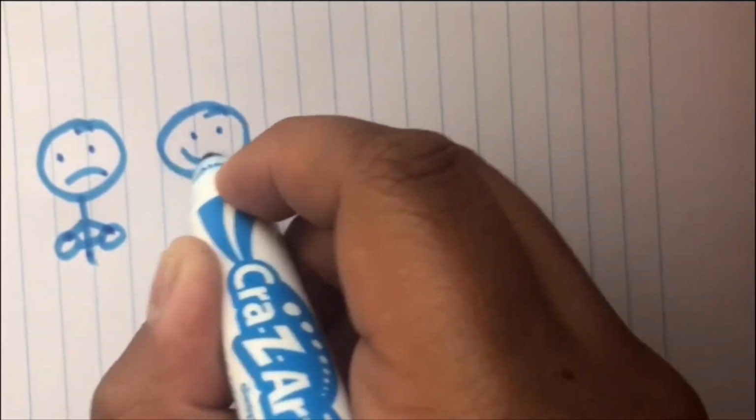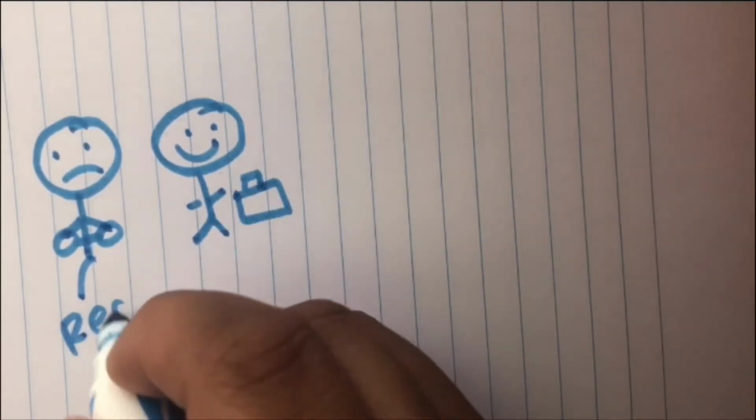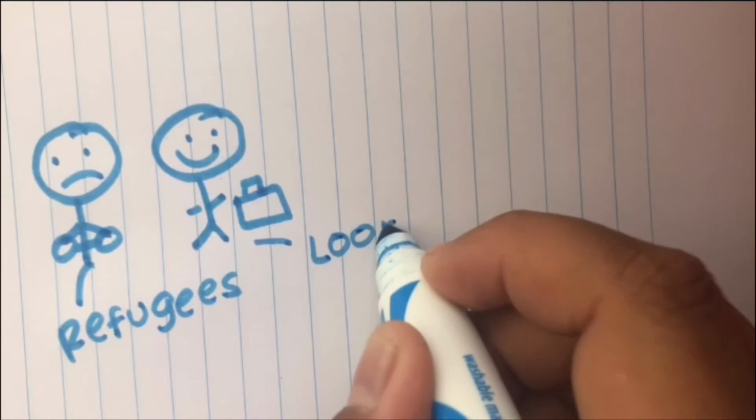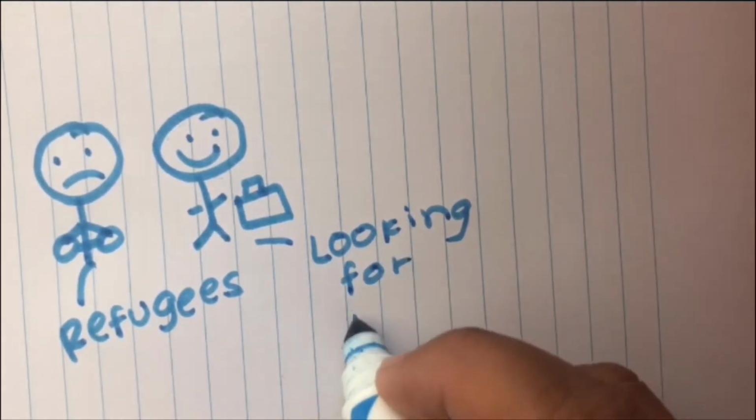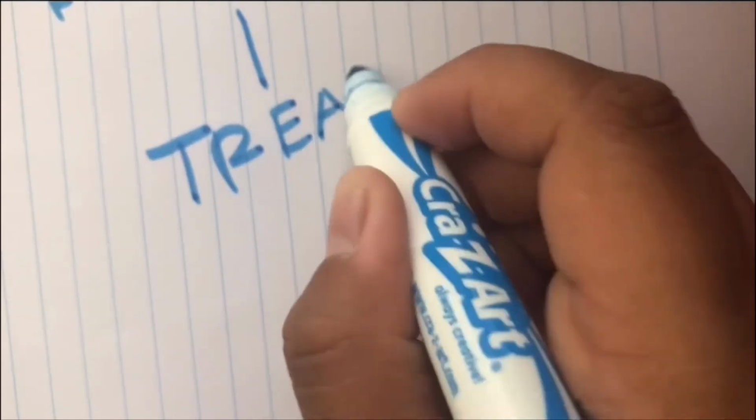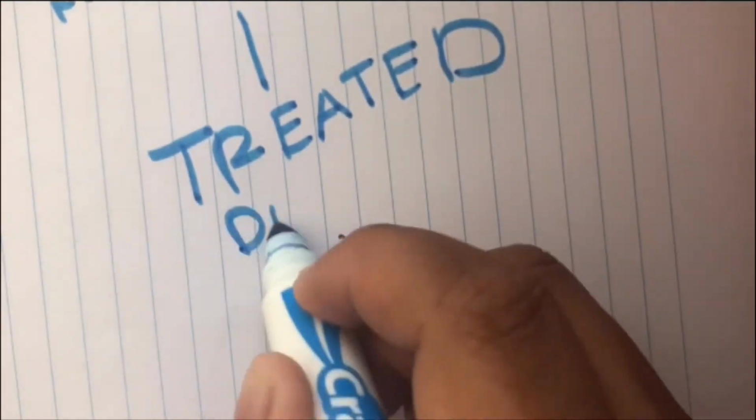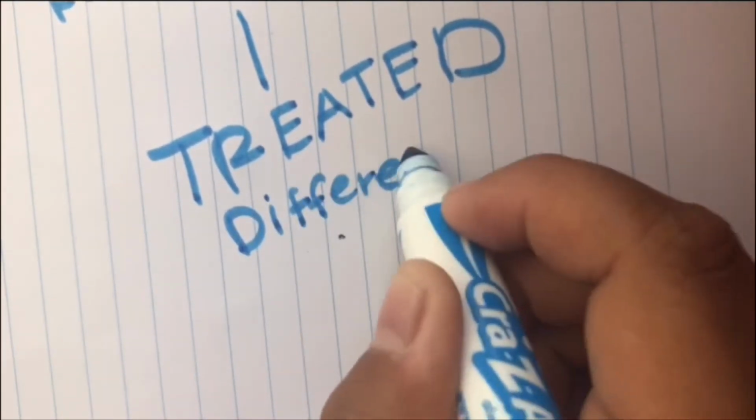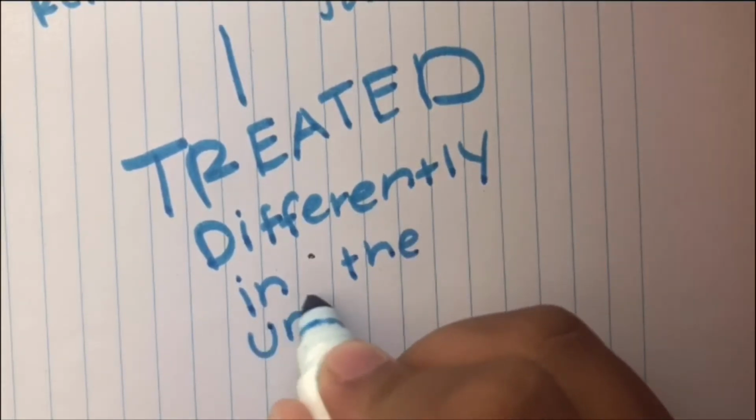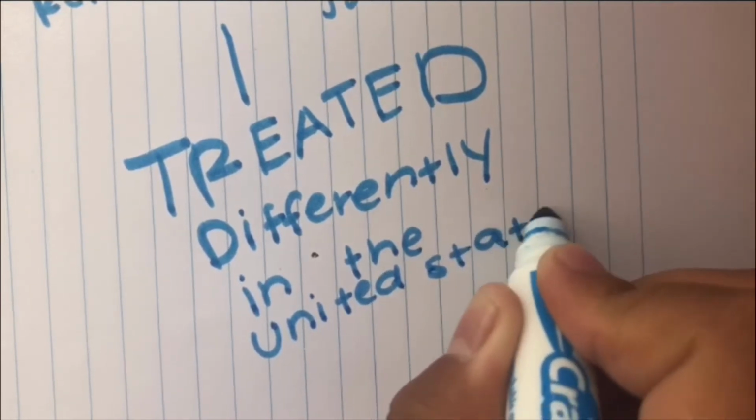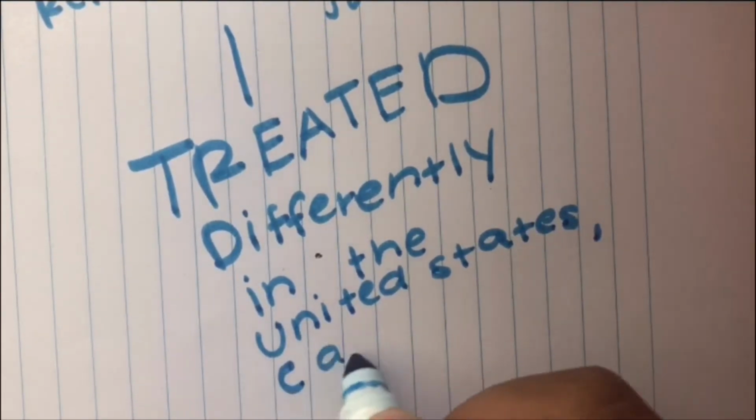There are two different groups that you could find migrating over to a new location. One of them is refugees, and the other are new employees. It is very important to tell the difference between the two groups because they are treated very differently. The two groups are treated differently in the United States, Canada, and European countries.